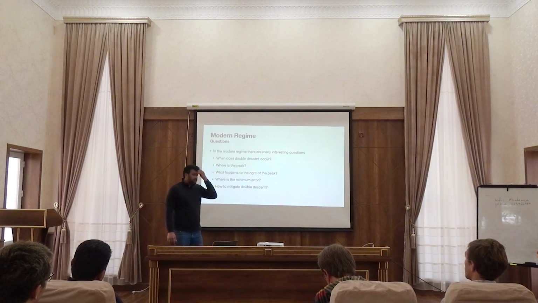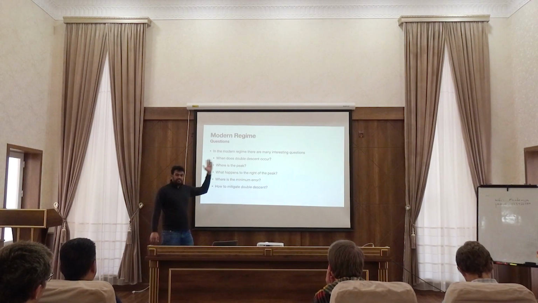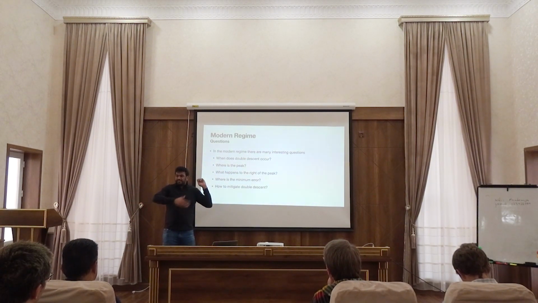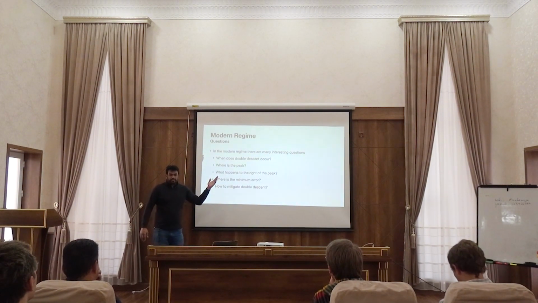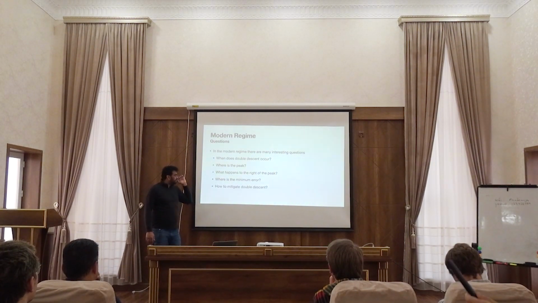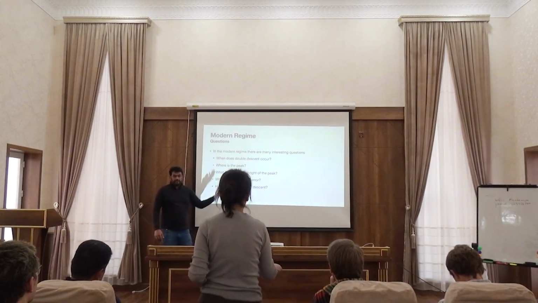All right. So the modern regime leads to many interesting questions, like when does this occur? Where is the peak when it occurs? What happens to the right of the peak, as you were just asking? Do you think it goes down? In this case, it actually went down and went up. Where is the minimum error? For our previous example, I think it was at degree 27. And then how do we mitigate this? We don't want this weird central.